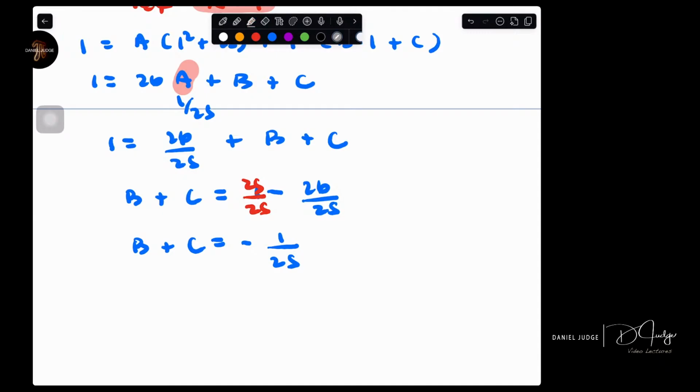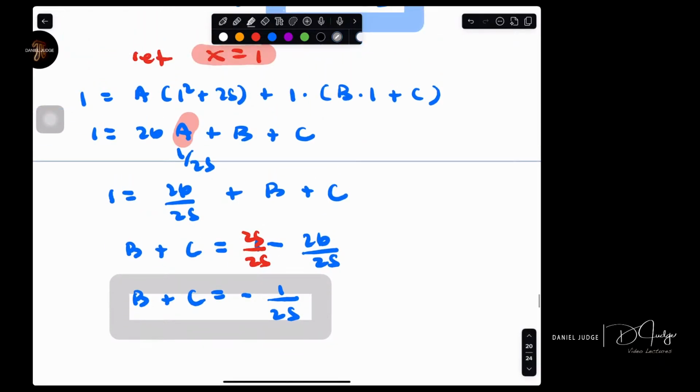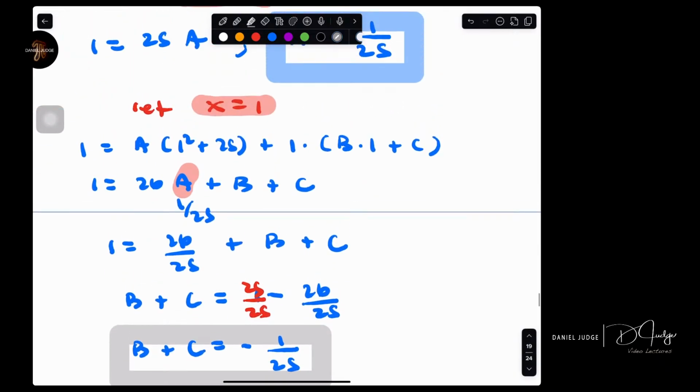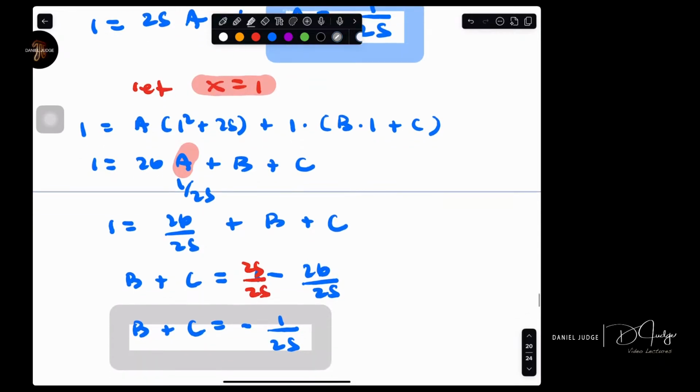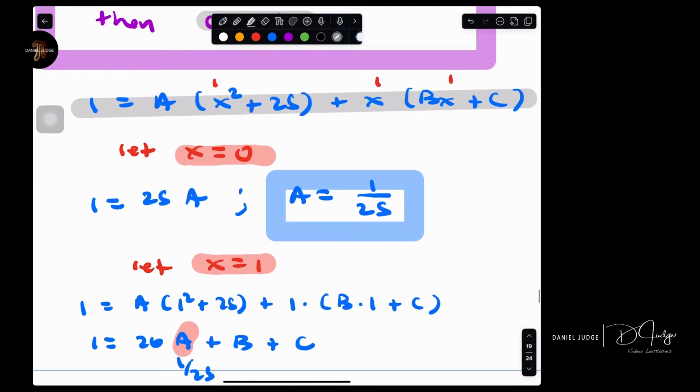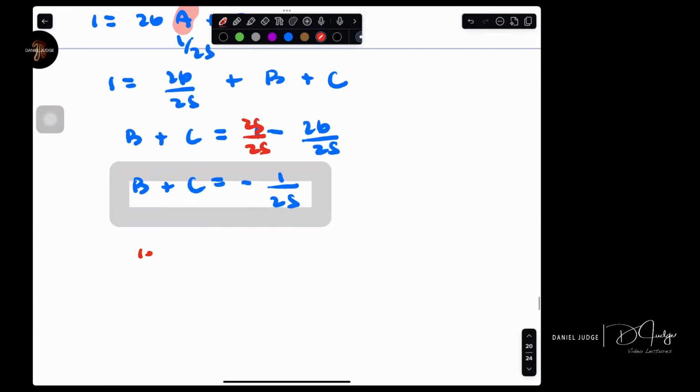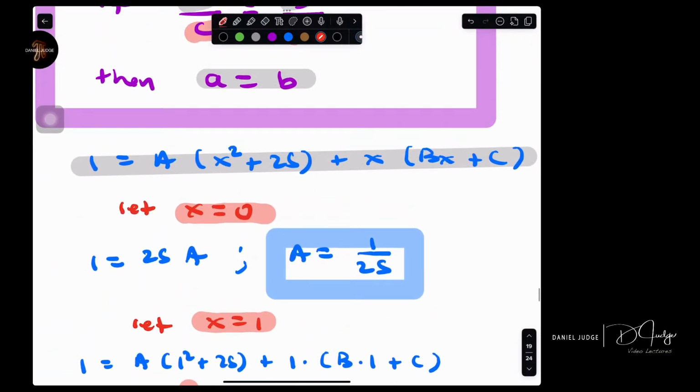Now, let me just highlight this here. So if we go back to the same equation now, and pick another value of x, like maybe -1. I can plug in now -1 wherever there's an x, and we could get another equation in terms of b and c.